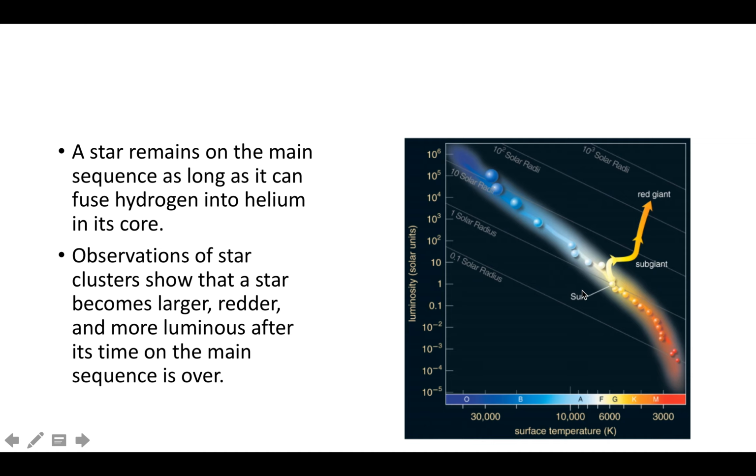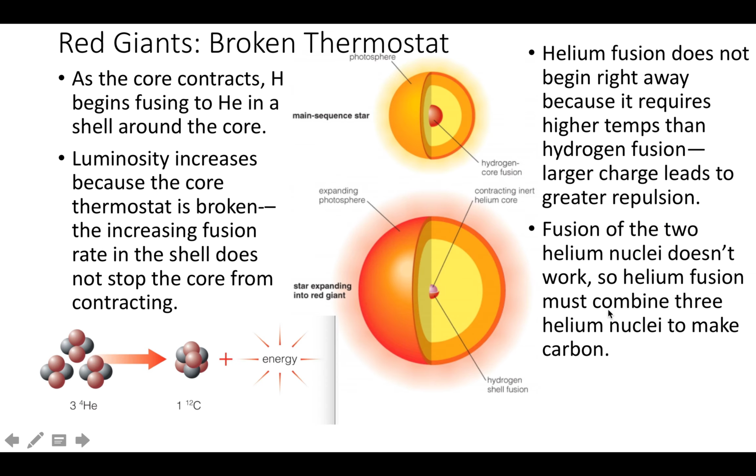A star remains on the main sequence as long as it can fuse hydrogen to helium, and we know that once stars start to burn or fuse all of their hydrogen, they become larger, redder, and more luminous when their time on the main sequence is over. So our sun will eventually become a subgiant and then a red giant in its lifetime. Now, red giants are broken thermostats. Remember that there's a solar thermostat that controls the rate of fusion based on a few variables.